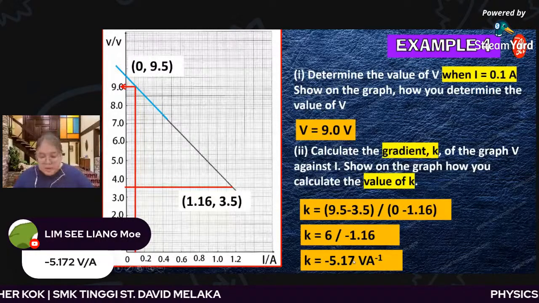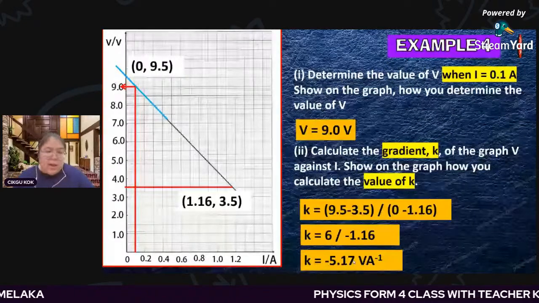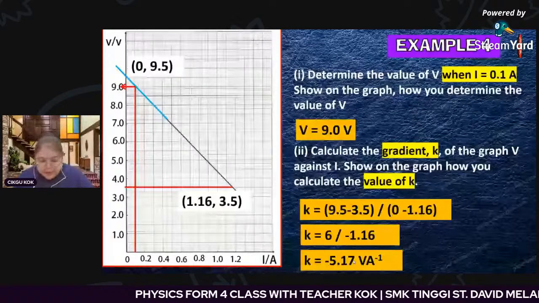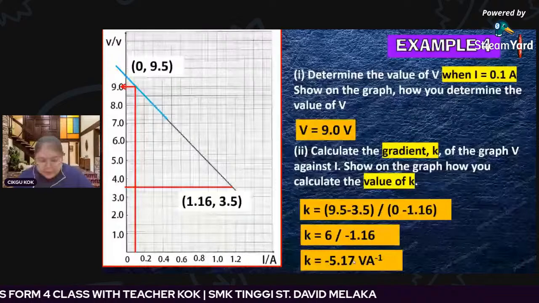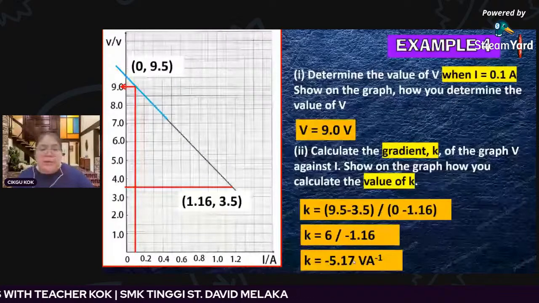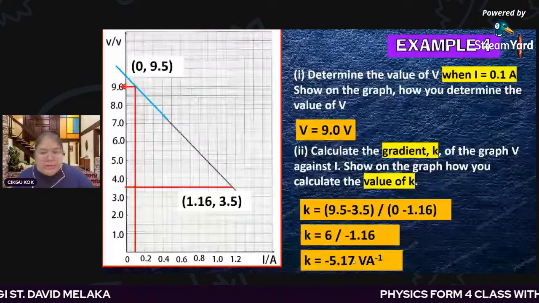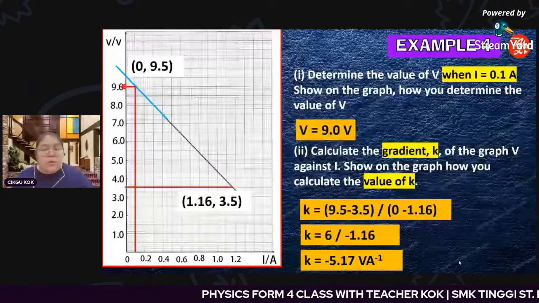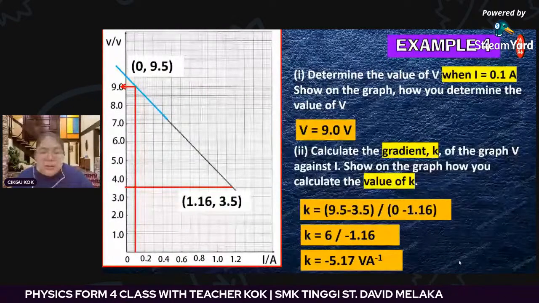Then my unit. Your unit is V over A. You can say V, after that you put the A, then you put negative 1. So this one is a gradient. Remember 4 significant figure, unless your answer is a perfect round number, 5. 5 is nothing lah. You don't need to put 5.000. No need, just 5 only. So that one is gradient.